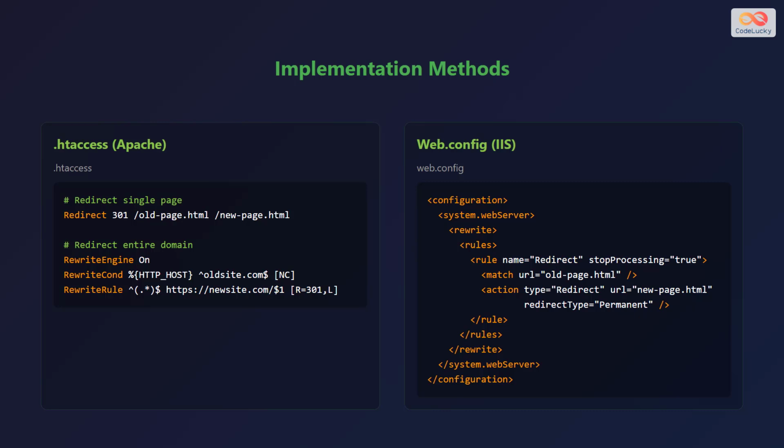If you are using Internet Information Services, also known as IIS, you can use the web.config file. Within the system.webServer section, you can add a rewrite rule to redirect requests from the old page to the new page. The match element specifies the old page URL, and the action element specifies the new page URL and the redirect type as permanent.